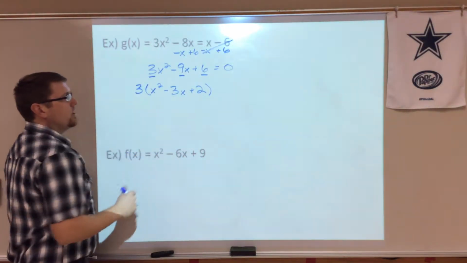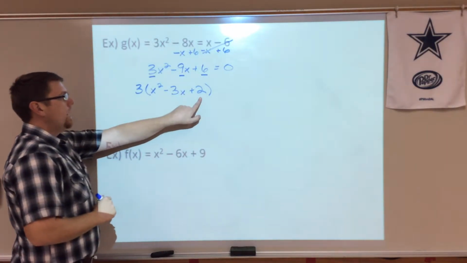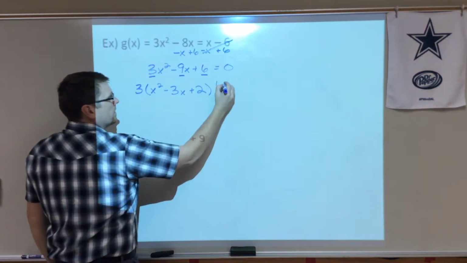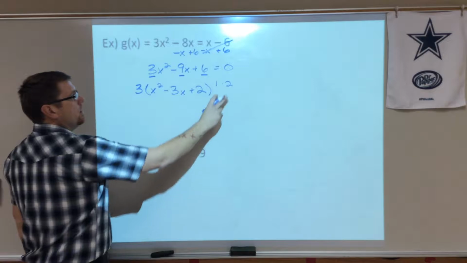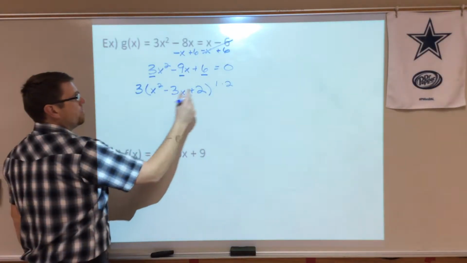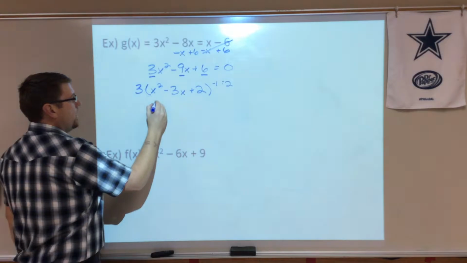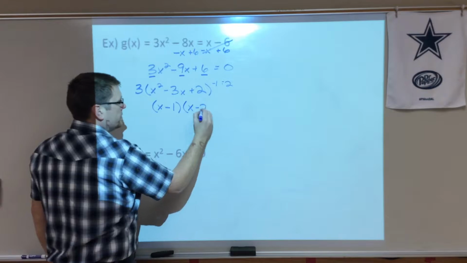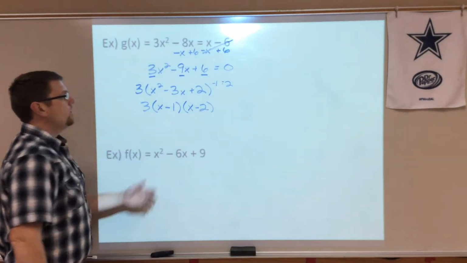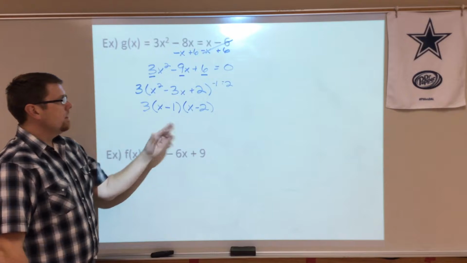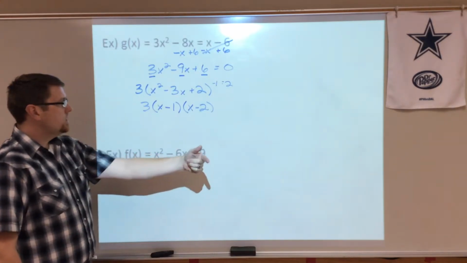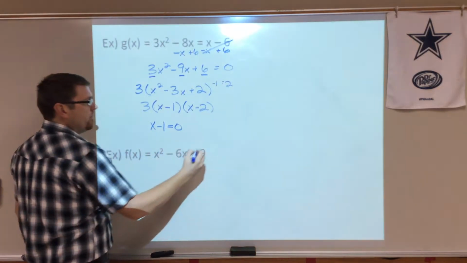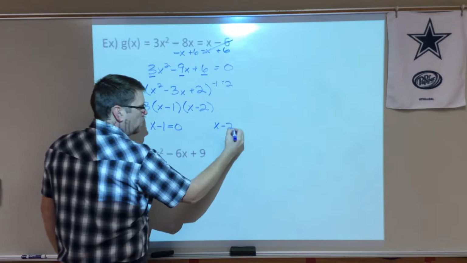Now I'm going to factor this trinomial. So I ask, what are my factors of 2? And I've only got one option. It's 1 and 2. And since they have to add up to negative 3, it's negative 1 and negative 2. So x minus 1, x minus 2. So now I've factored this problem out. This is where we would have stopped last time. This time I've got to solve it by setting each of my factors equal to 0.